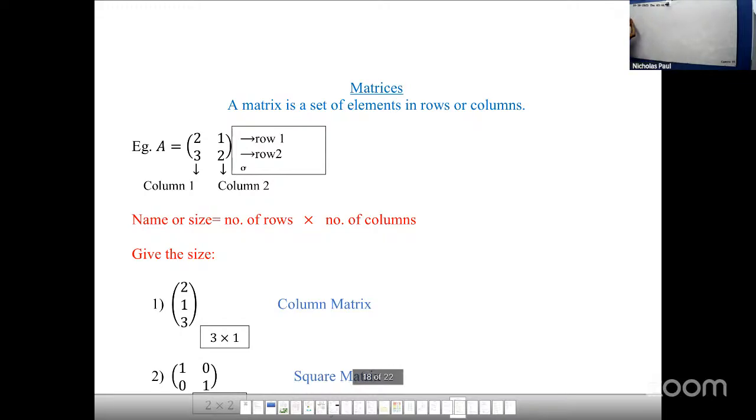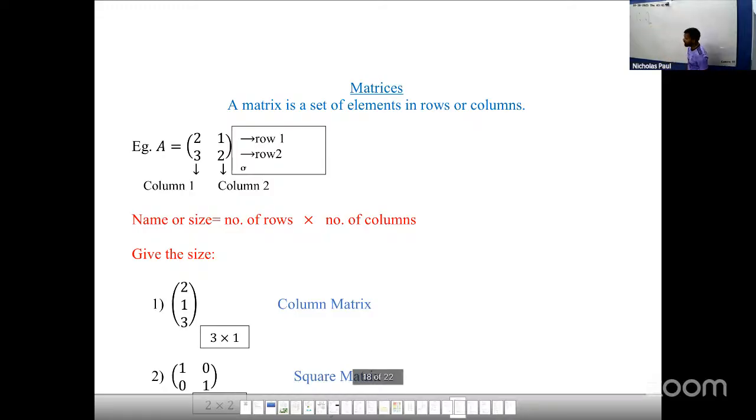So the example that you see in there, how many rows do you see? 2 rows. How many columns? 2, right? What were the values? 2, 1, 3, 2. So you had 2 rows and 2 columns. So the name of that matrix is a what? 2 by 2. Okay? Based on the number of rows and the number of columns, that's how it will get its name. All right?